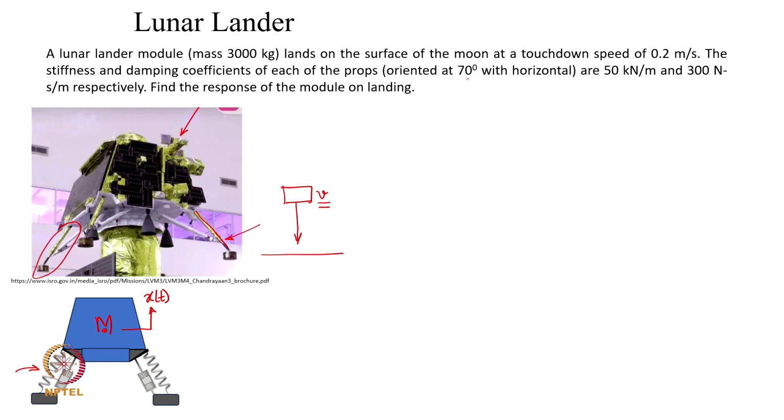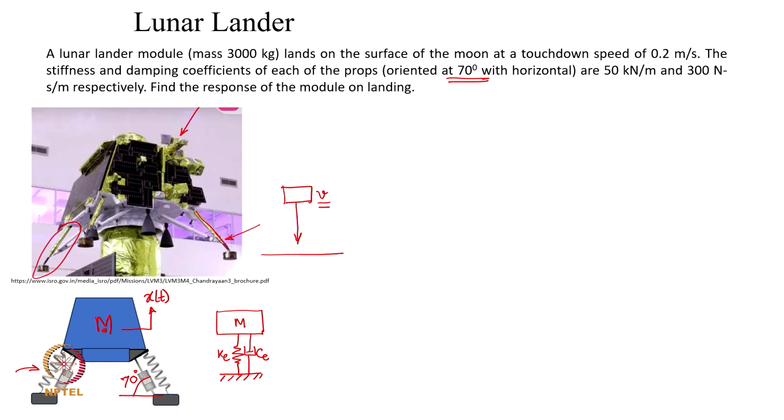Now, what is given in the example is that these props are oriented 70 degrees with the horizontal. So, this angle is 70 degrees, and now I make a simple spring mass dashpot system. I have a lander mass, and then there are 4 springs and dashpots in parallel at the 4 corners. I am supposed to get an equivalent spring and an equivalent dashpot, which represents the entire support system here. So, Ce is the equivalent damping coefficient and Ke the equivalent stiffness of all the props, and the mass of the lander is m here.